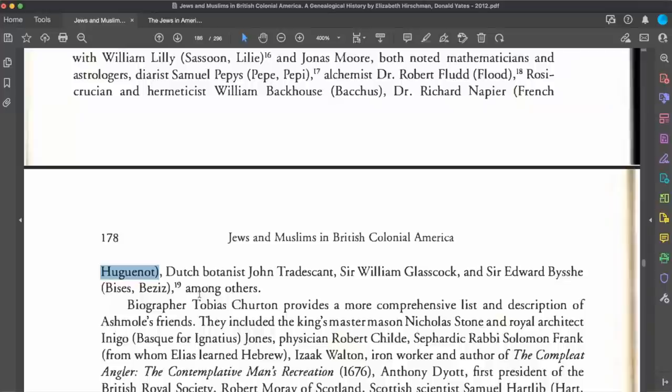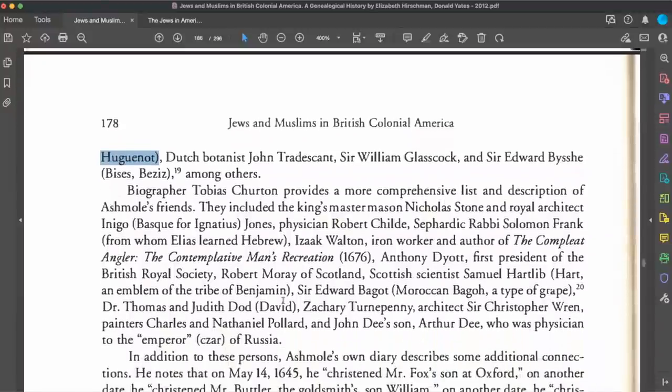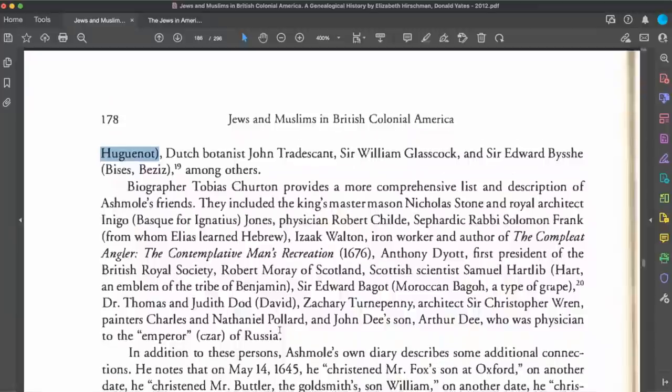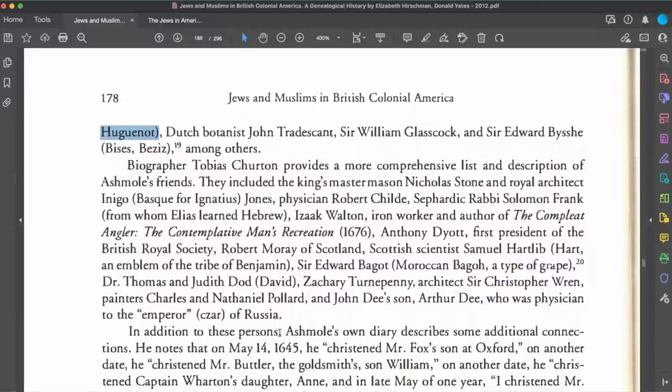All right, it says here, Dutch botanist John Tradescant, Sir William Glasscock, and Sir Edward Bysshe, among others. All right, those are his boys. So that's his close circle of friends. So you tell me who he is. That's basically what the author is letting you know. Biographer Tobias Churton provides a more comprehensive list and description of Ashmole's friends.